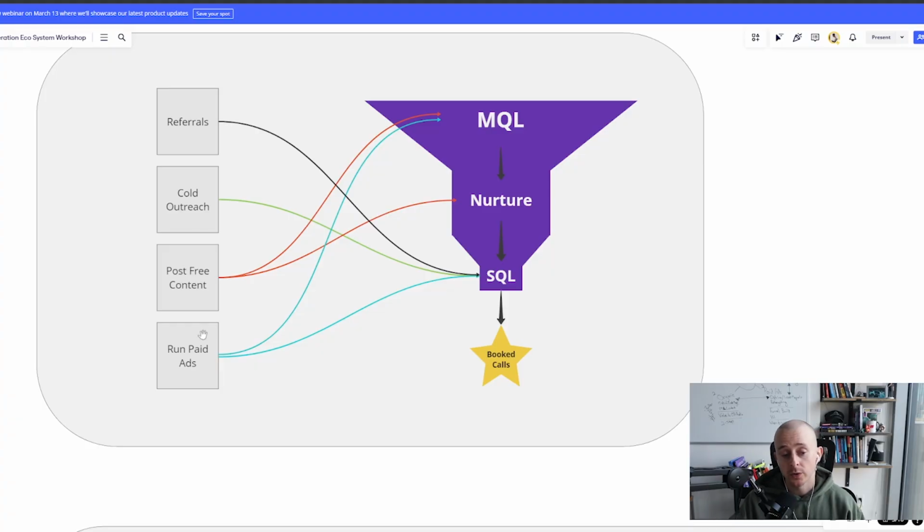And then lastly, running paid ads. Okay, and running paid ads does two things for us. One, it fills our top of funnel, okay, because we're going to get opt-ins, we're going to get emails, phone numbers, things like that. That is going to fill our top of funnel.